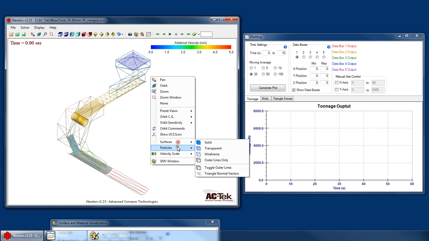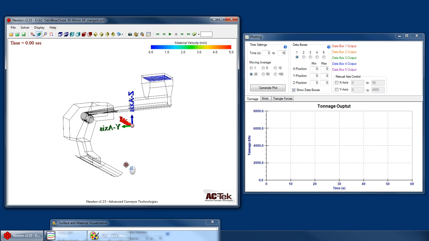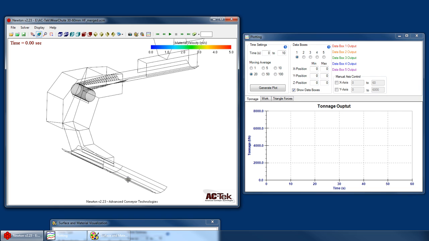So let's change our view to outer lines, and open the tonnage tab. What the tonnage tab does is allow you to view the tonnage flowing through a specific data box at different points of the simulation. Let's say we were curious what the input and output tonnage for this transfer chute are. Because this transfer chute is one input, one output, the output tonnage has to match the input tonnage exactly, unless of course there's a buildup or blockage in the transfer chute.